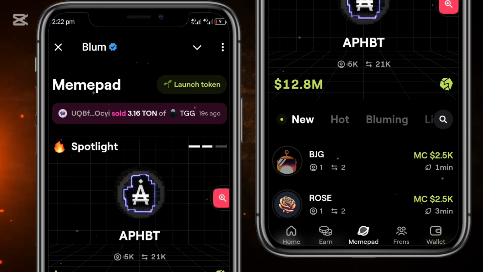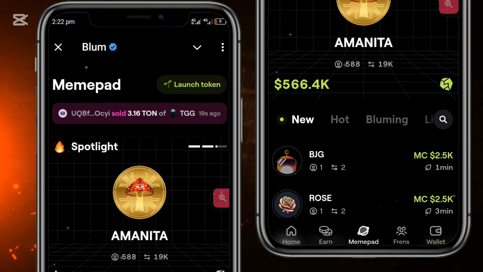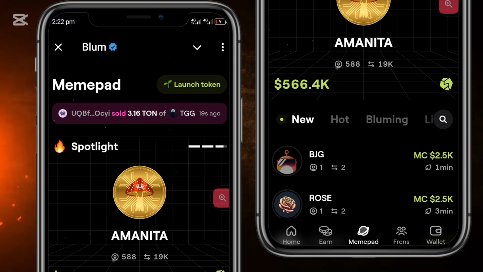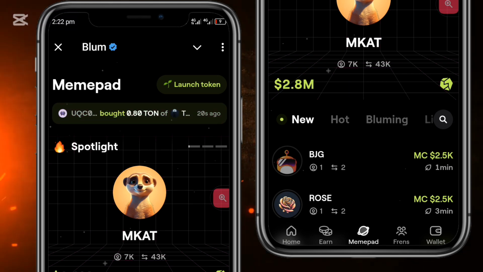Now follow me carefully as I explain everything you need to know and how to trade on the Blum Memepad. But the first thing I want to talk about is that you must bear in mind that trading is very risky, and any coin you buy on here is at your own risk, because people do create coins and anybody can create coins.